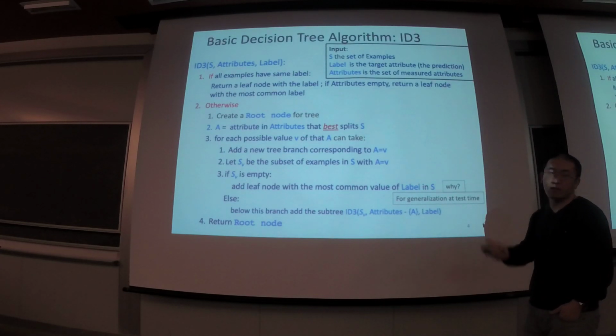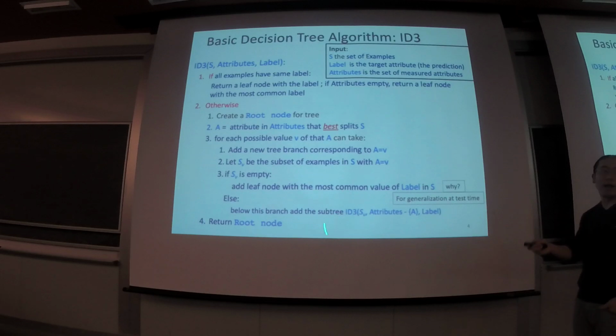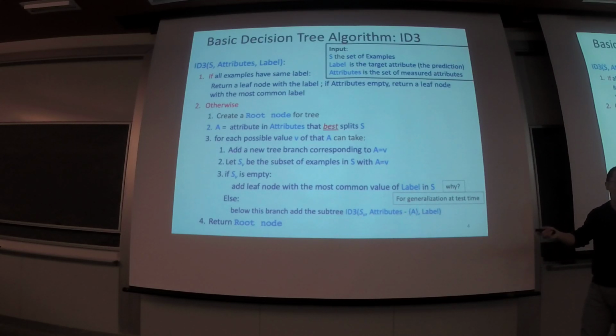Otherwise, if SV is not empty, we are good, and we'll go ahead and call the ID3 algorithm again. So we are aware of the recursive calling of ID3 here. Now the data subset becomes SV, all the examples in S whose feature value of A is V. And for the candidate attributes, we need to remove A because we have used A to split the data set. So in subsequent splits, we won't use A anymore. So we need to remove A from the attribute set.